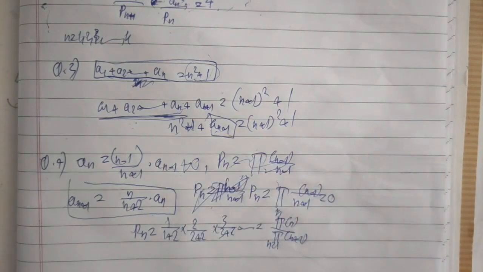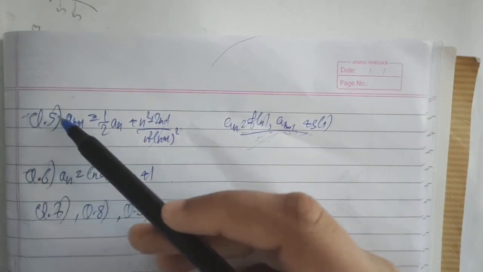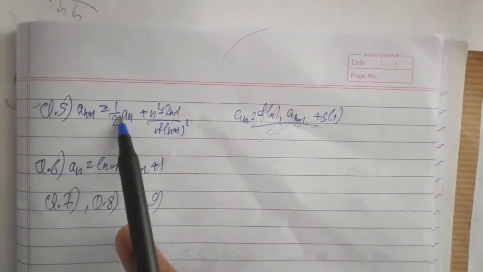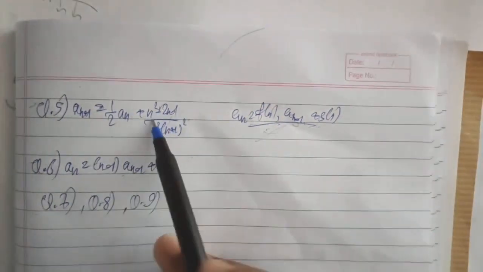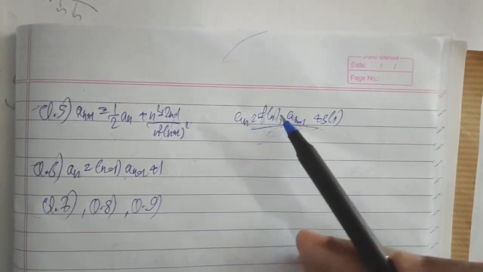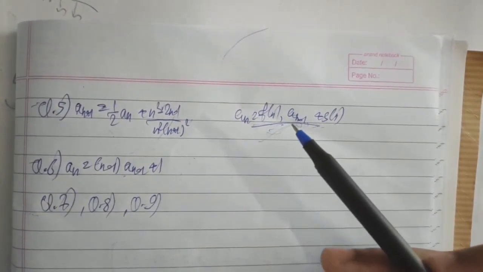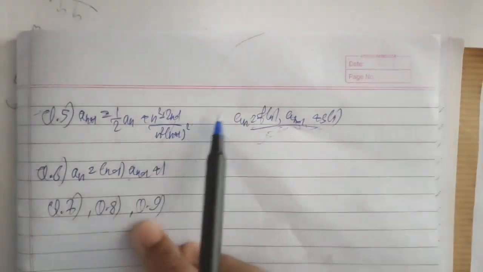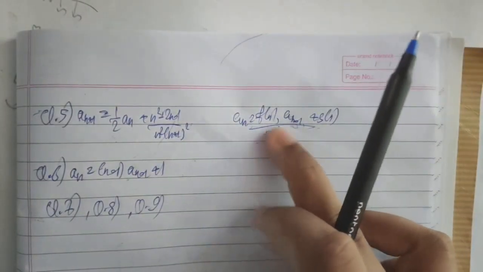Okay, so like this we can solve. And moving on to the next problem. Okay, next problem we have question number 5. It has been given a(n plus 1) is equal to half an plus some function of n. Now it is of the same form like an is equal to some function times the previous term plus something. So we generally know how to solve this kind of recursion.